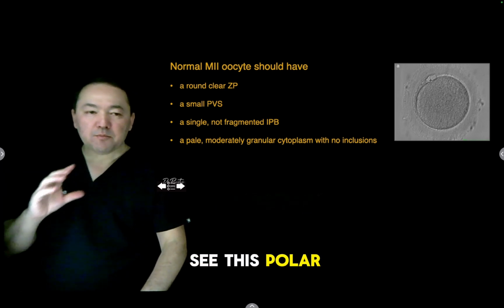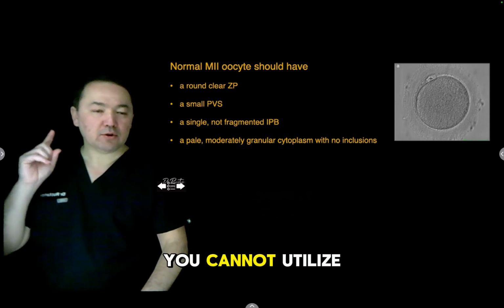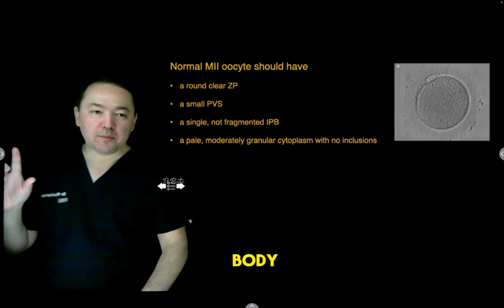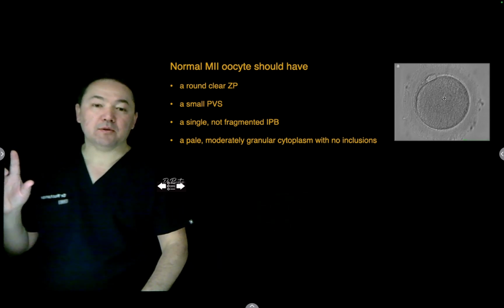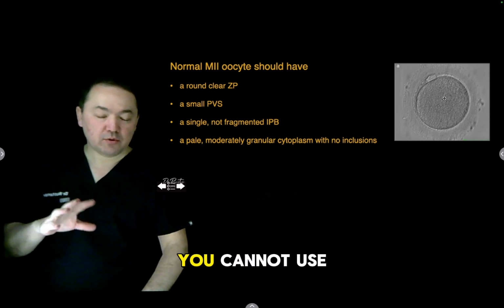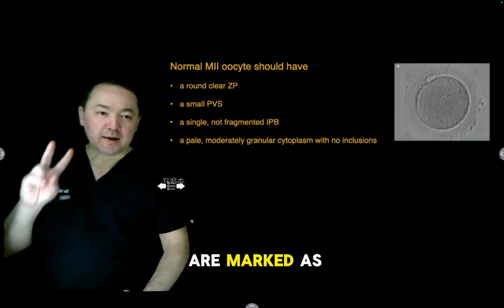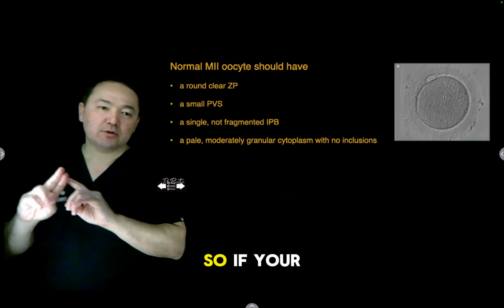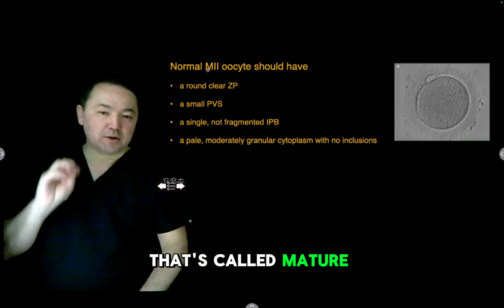If you don't see this polar body, that's called an M1 egg. That's an immature egg. You cannot utilize it. You need to discard that egg. If you cannot see the polar body, and if you have something called a germinal vesicle in the middle of the egg, that's called a GV egg. So that's also immature. You cannot use this egg. You need to discard this egg. If your eggs are marked as M1 or GV, these are immature eggs. If your eggs are assessed as M2, that's called mature eggs.